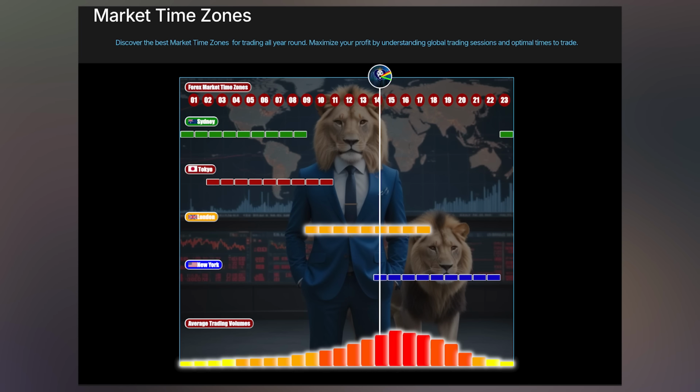Good. So here, what will happen? You come here maybe about 1 or 2 pips below. Let's change the color and use red.